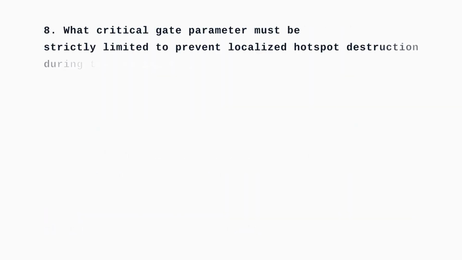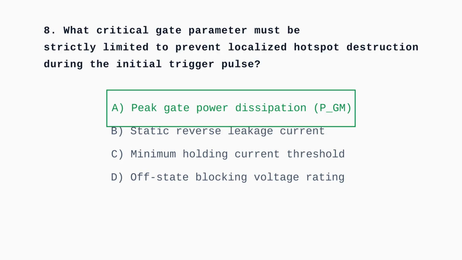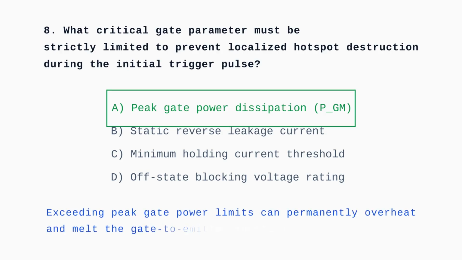Question 8. What critical gate parameter must be strictly limited to prevent localized hotspot destruction during the initial trigger pulse? Peak gate power dissipation, or PGM, must be limited to prevent a concentrated current pulse from burning out the delicate gate contact structure.